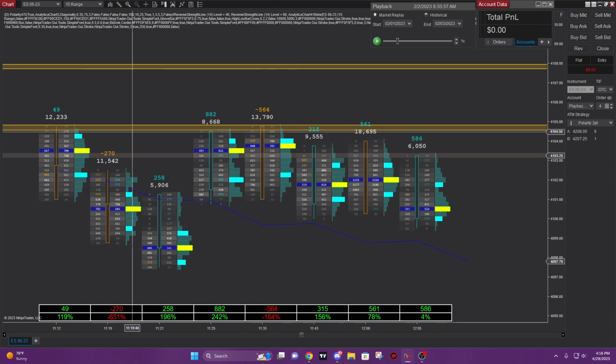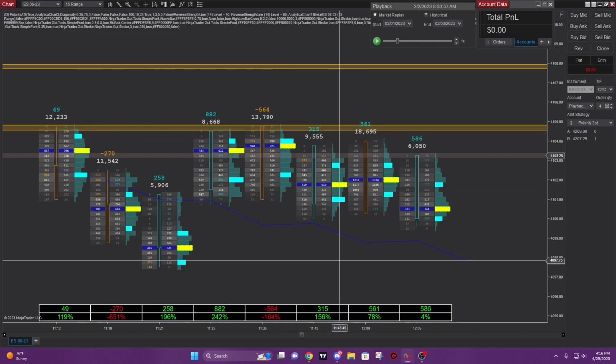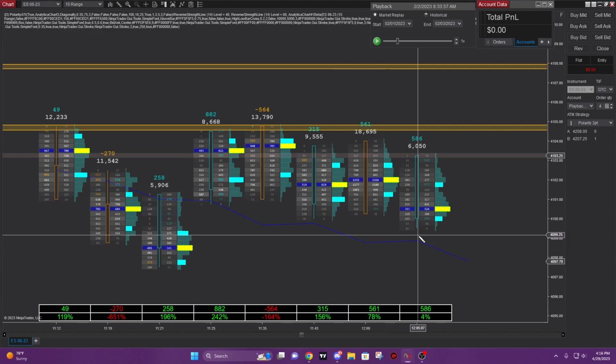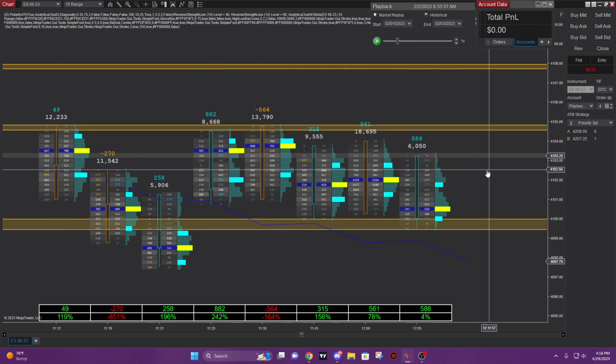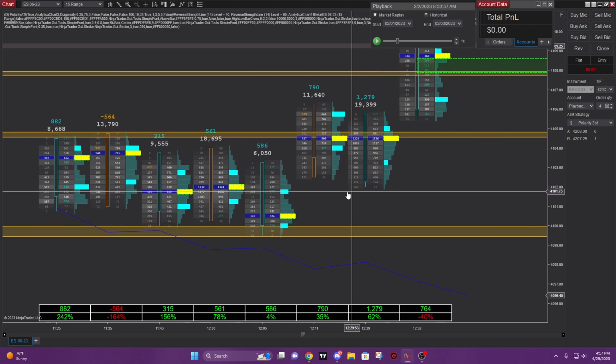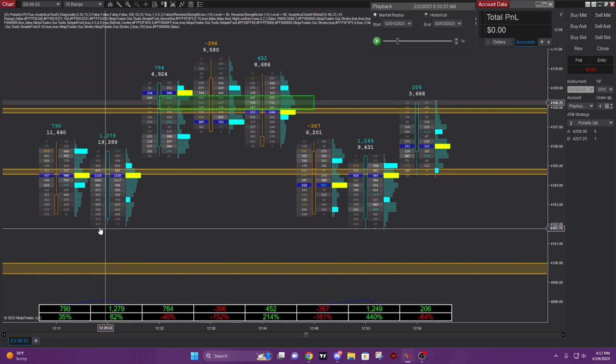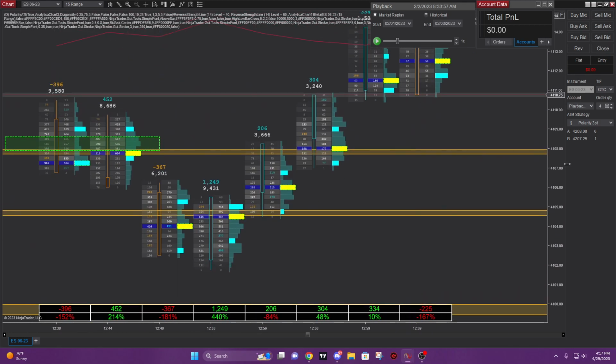And sometimes they form really nice, good channels, and sometimes they're not as clean, right? Like you mark out this absorption, it rejects here a few times. Yeah, that's how you draw absorption lines.